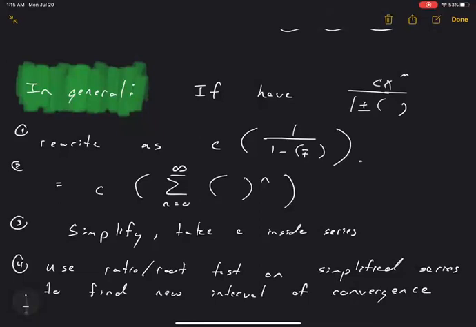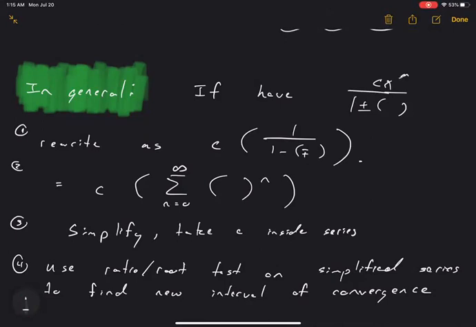So how would you find a power series representation for that? Well, in this section, it's all about relating back to this function. So basically, we're going to try and get this into a form that looks like 1 over 1 minus x.